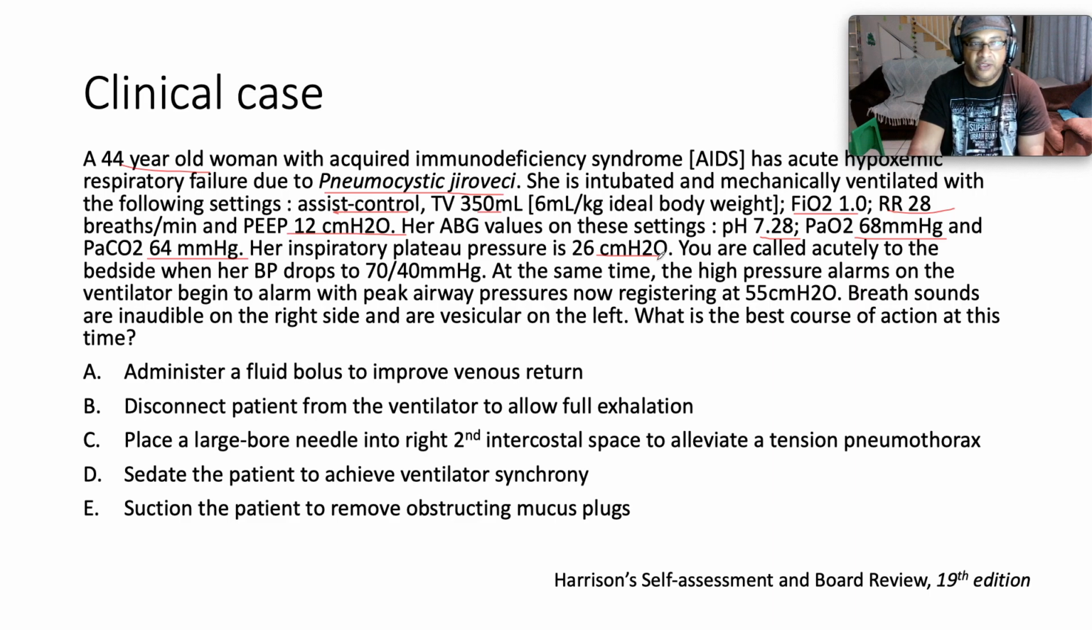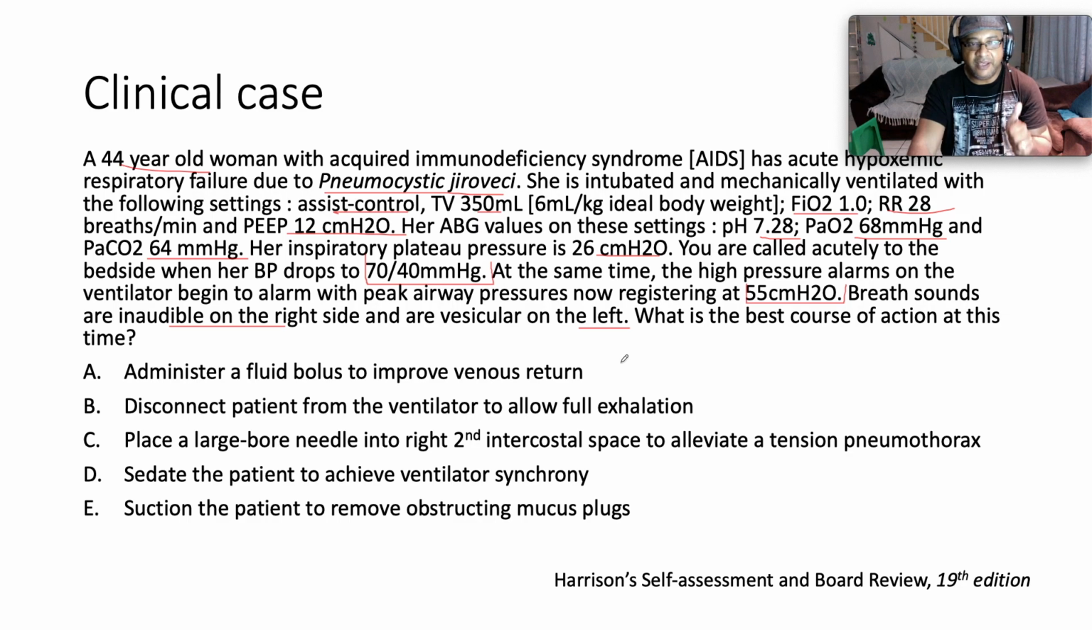You are called acutely to the bedside when her blood pressure drops to 70 over 40 mmHg. At the same time, the high pressure alarms on the ventilator begin to alarm, with peak airway pressures now registering at 55 centimeters water. So you note that her inspiratory plateau pressure was 26, and now her peak airway pressure is 55 centimeters water. What's going on? Breath sounds are inaudible on the right side and are vesicular on the left. What is the best course of action at this point?